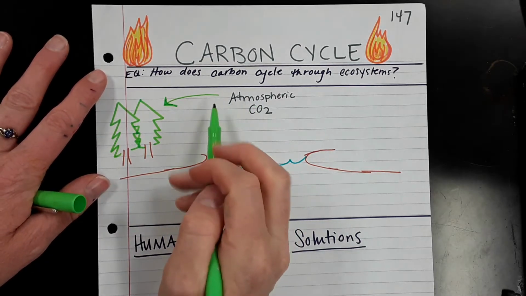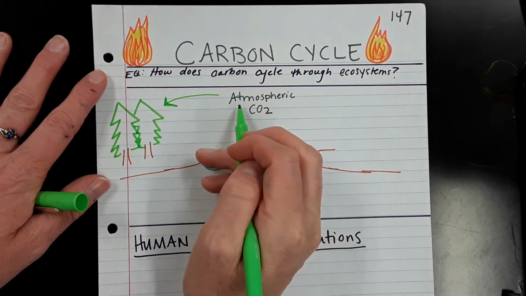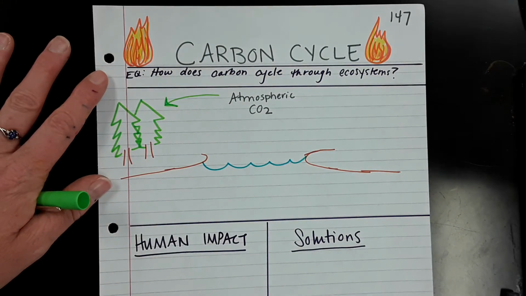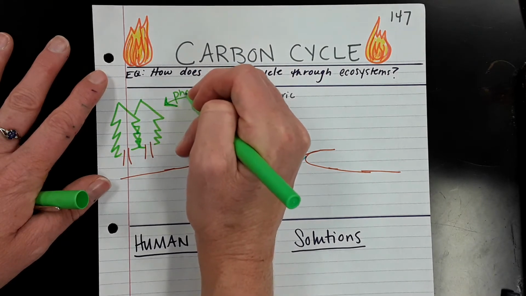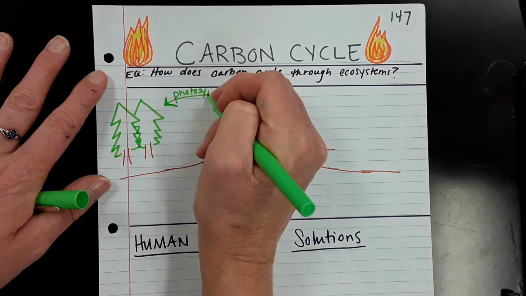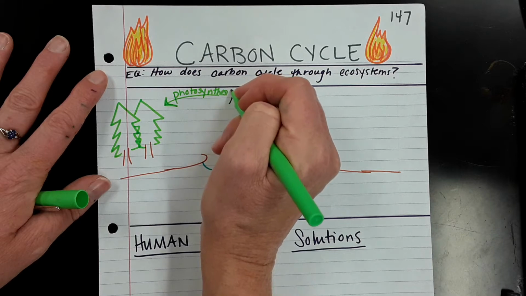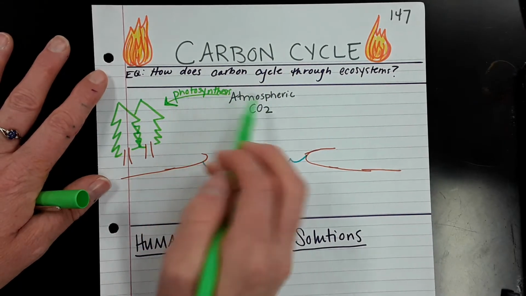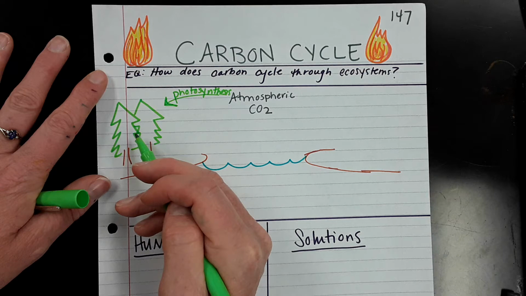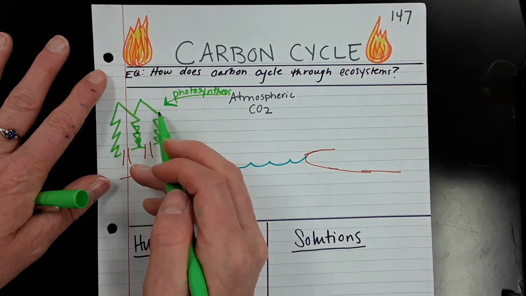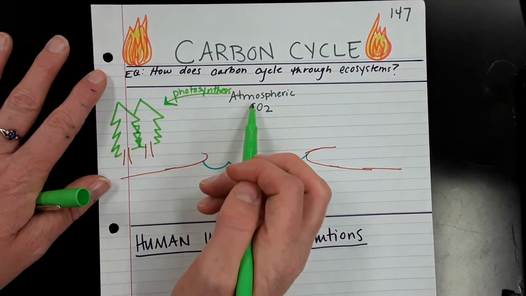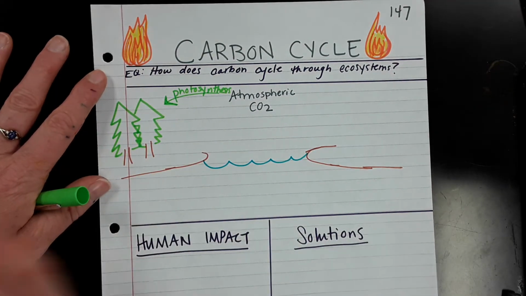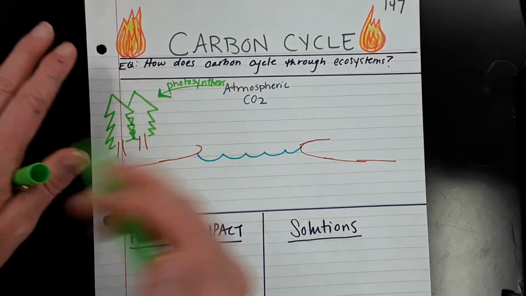So the process that takes CO2 out of the atmosphere and puts it into living things, where it's going to start becoming part of the food web, is the process of photosynthesis. And if you want to remember the equation, carbon dioxide and water going into the plant are going to produce the glucose and the oxygen that's going to come out for breathing. So carbon going into the plants through photosynthesis.